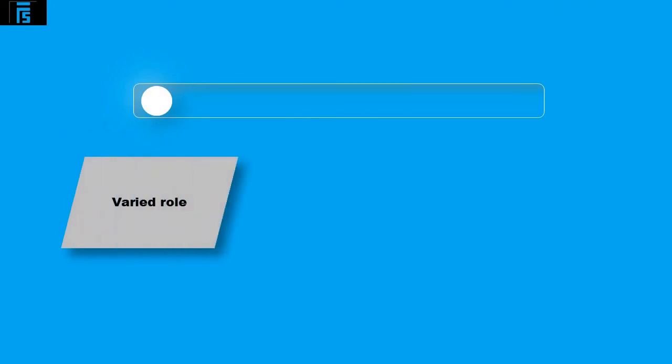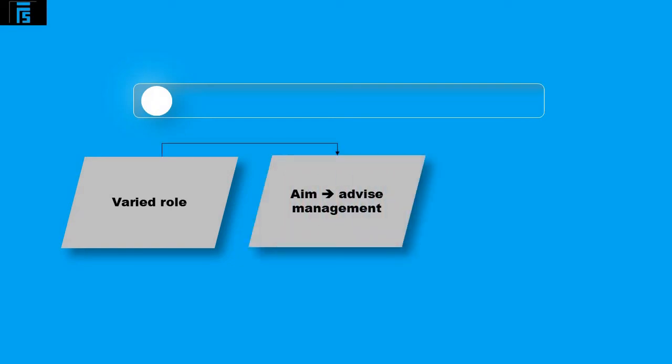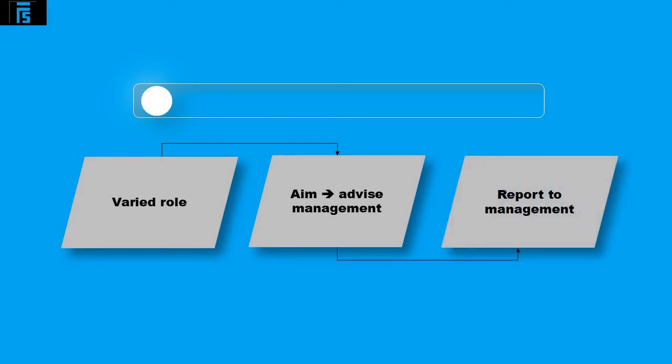The internal auditor's role can vary depending on the requirements of the entity. They can cover a broad range of activities. Their main aim is to advise management. The internal audit team usually work within and report to the management of the entity.